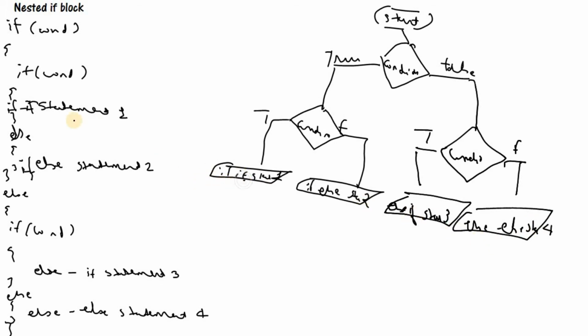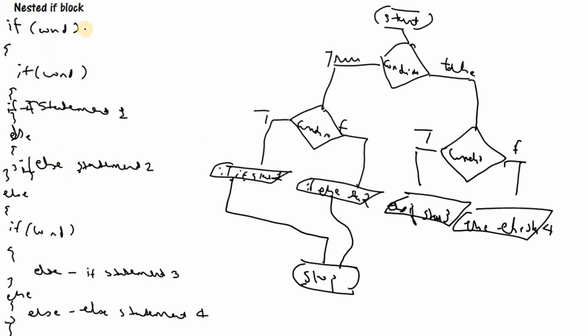If the outer statement is true and the inner statement is also true, then it will print if statement 1 and directly stop the process. If the outer condition is true and the inner condition is false, then it goes to the else block and prints else statement 2, and directly stops.